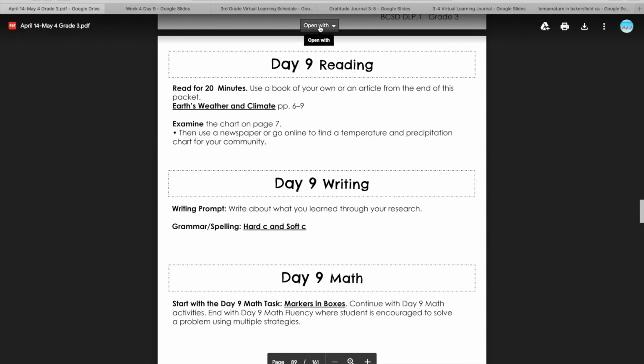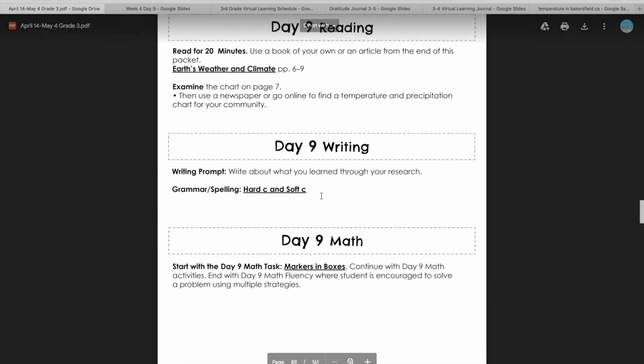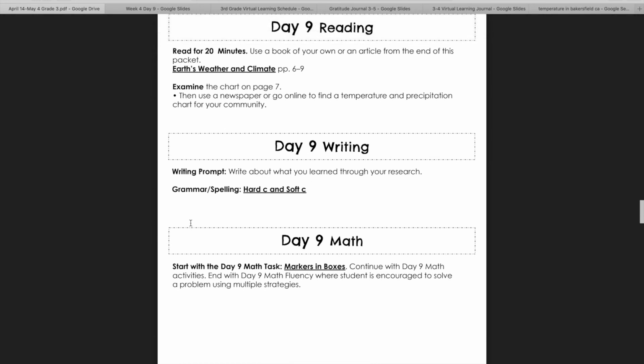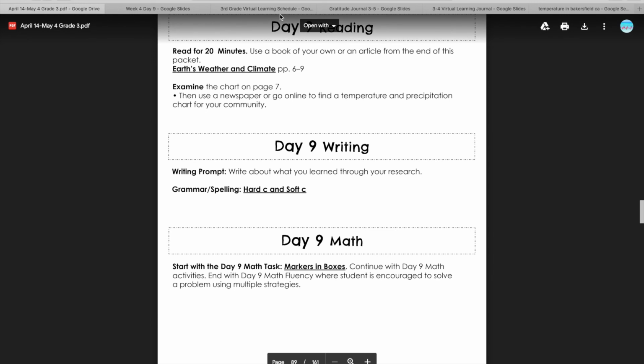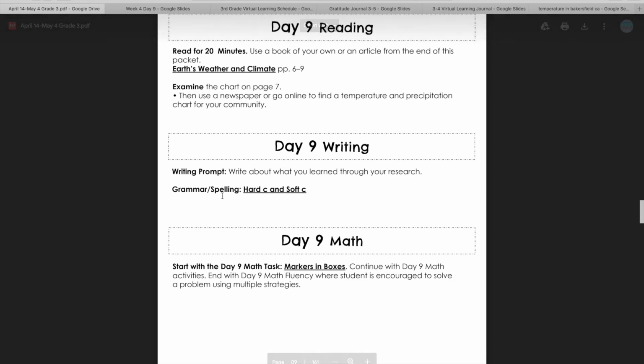If you don't have access to Google, you can also use a newspaper, which will be in the weather section. And then they want you to write about what you learned through your research, so that'll be on Google Classroom. You can tell me what you learned. Do we get a lot of rain this time of year? Do we not? Is it getting warmer? Is it staying cool? And then remember, you're also doing hard C and soft C, which we already did together in class, so it's just review.